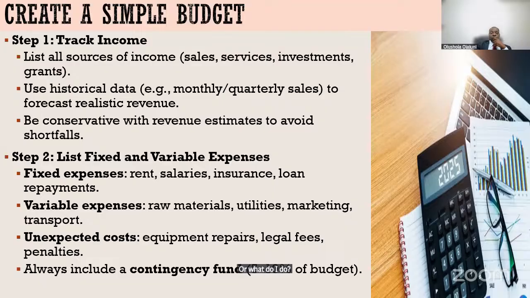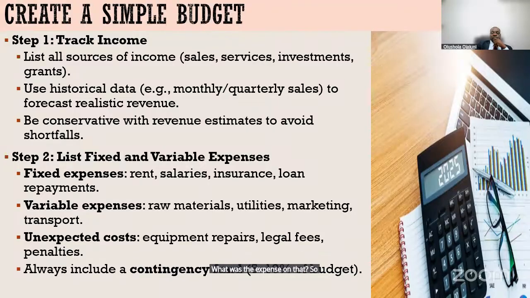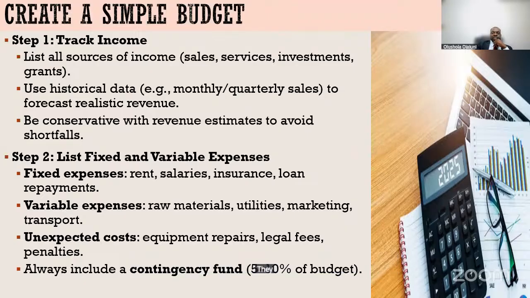You know, when does registration come on board in the year? Last year I did 10 students. Now I need to do maybe 50. If I want to do 50, what's the cost? What's the expense on that? So you now say, okay, from NECO, from WAEC, from GCE, from NYSC, this is what I anticipate. You list them out. Then you look at your historical data. What did I do last year? Now let me project.